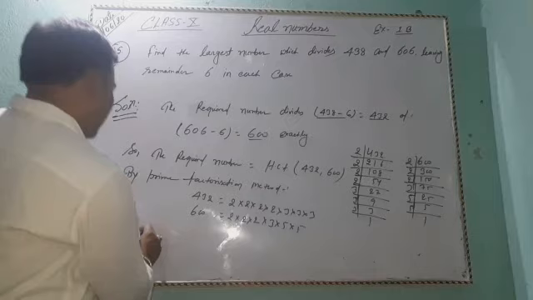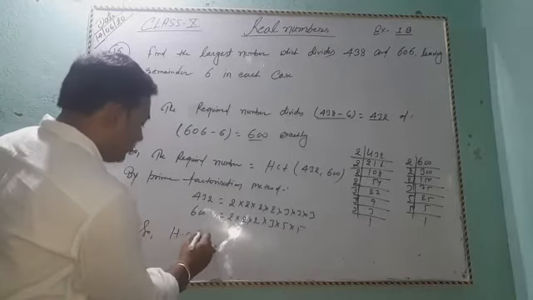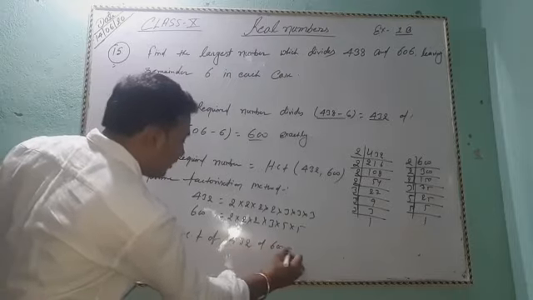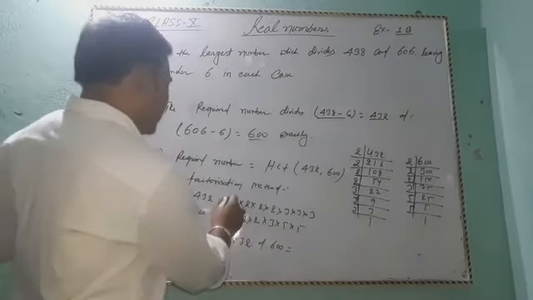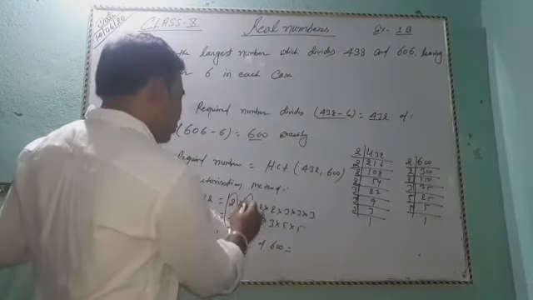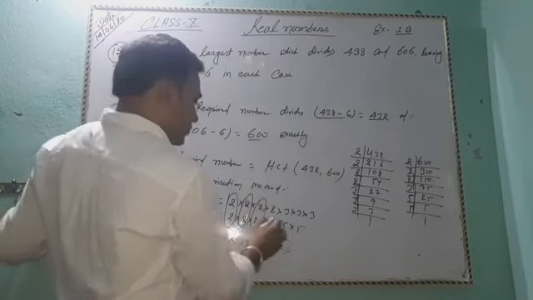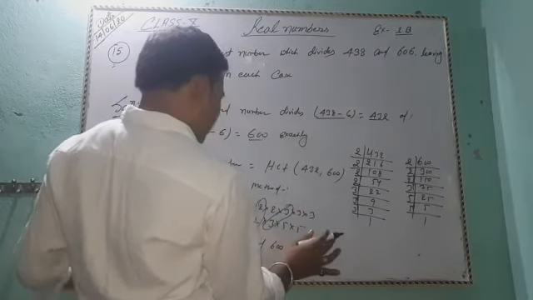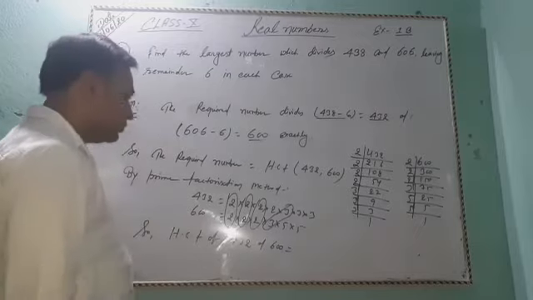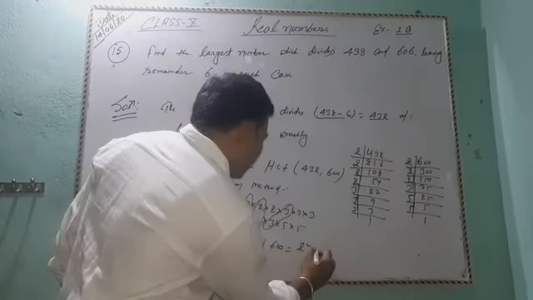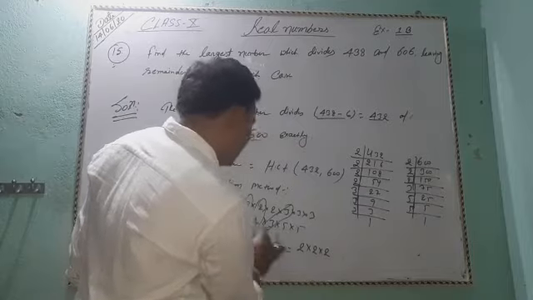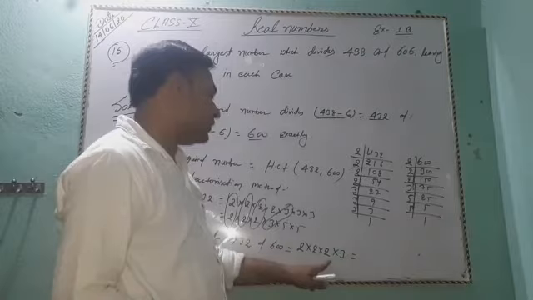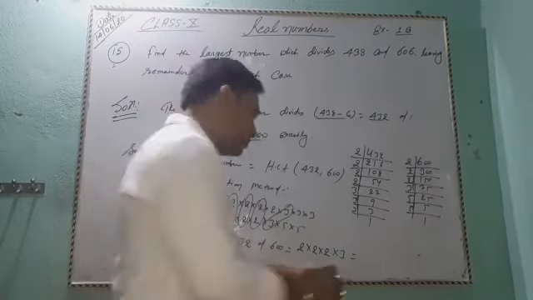So the HCF of 432 and 600 is the common factors: 2, 2 and 2, 3, and no other factor is common. So 2 multiplied by 2 multiplied by 2 multiplied by 3. So 8, 2 2s are 4, 4 2s are 8, and 8 times 3 is 24.